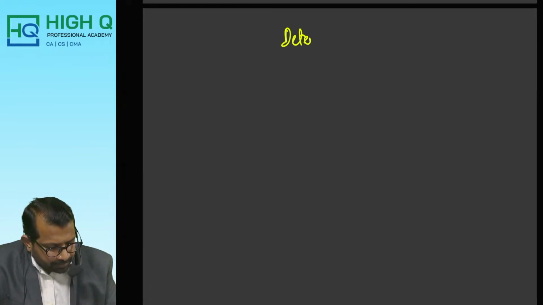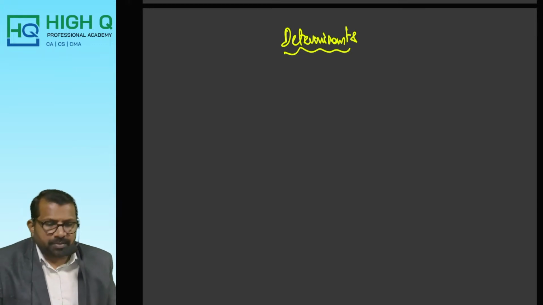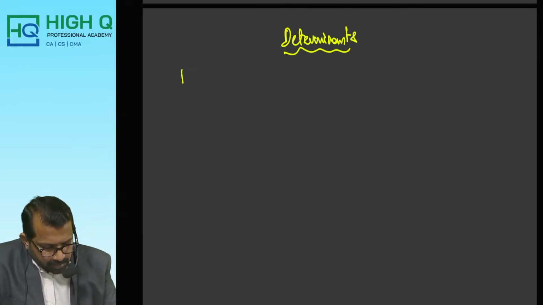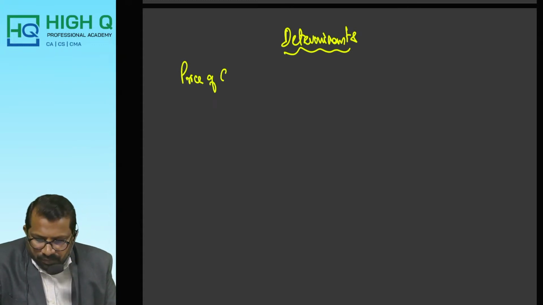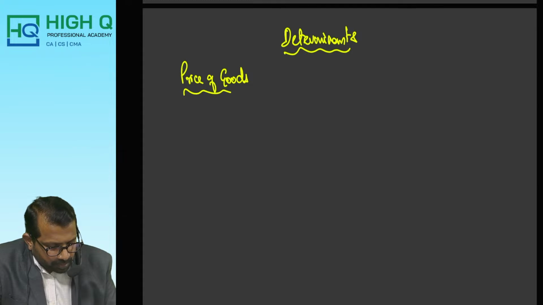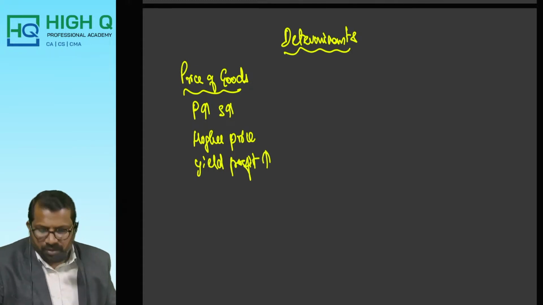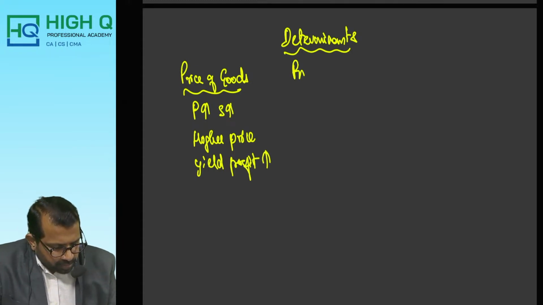Determinants of supply. The price of goods, point number 1. Price increases, supply increases. The reason is that a higher price shall yield more profit.